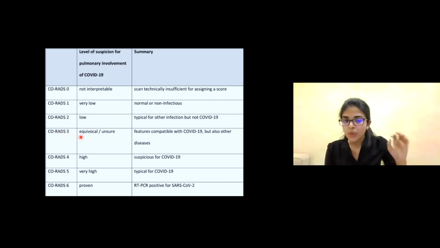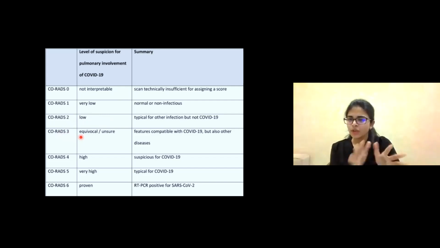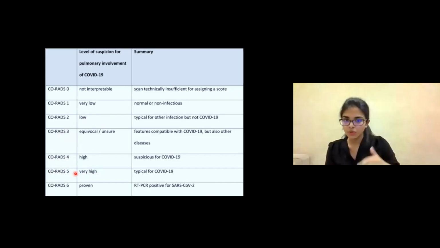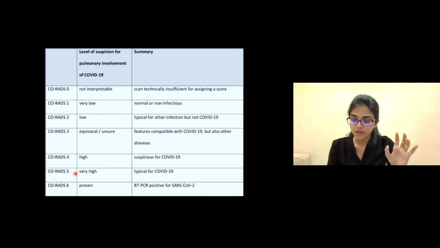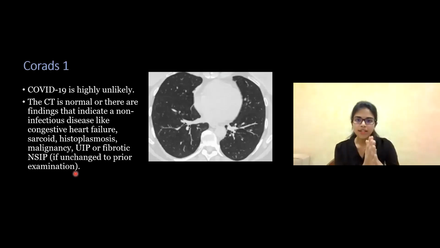It could be a bacterial pneumonia, say tuberculosis pneumonia, something like that. Okay. CORADS 3 is when again you see features of infection, but it is equivocal. It is not typically following the COVID pattern, or it's not typical of some other infection either. CORADS 4 is when you have high suspicion of COVID. CORADS 5 is very high suspicion of COVID, right? You got it? We'll see images of a few of these so that it's clear for us. So firstly, CORADS 1.